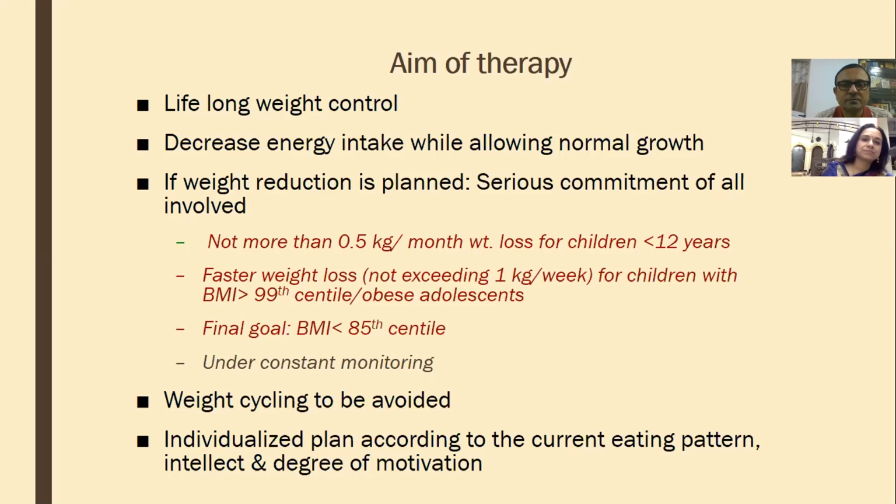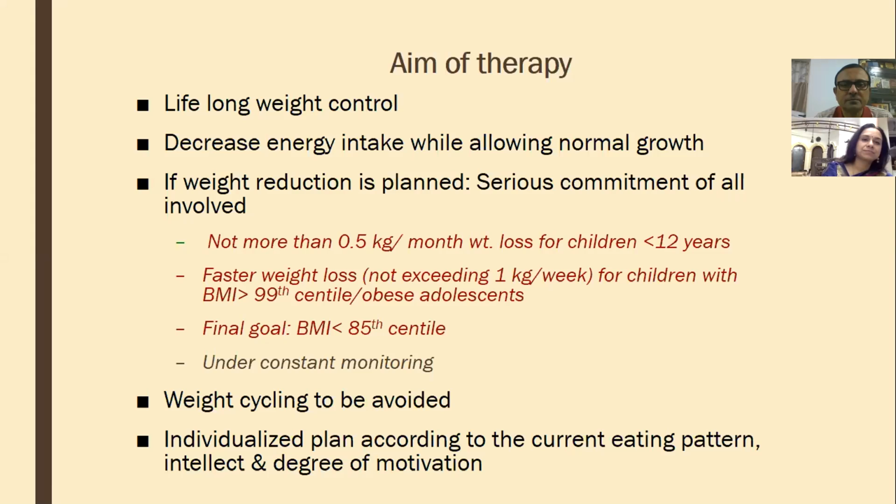You want to have a gradual weight loss for children, not more than 0.5 kg per month in children less than 12 years, and one would not exceed 1 kg per week for children, even if they are obese. It has to be very carefully done, and this is something we would not really like a pediatrician to be doing under his own clinic. One can refer these children for expert care under people who have the expertise in handling them. The final goal is trying to achieve a BMI of less than 85th centile under constant monitoring.